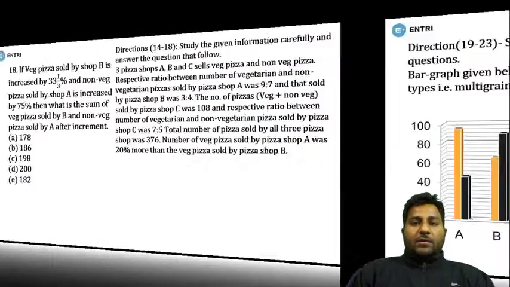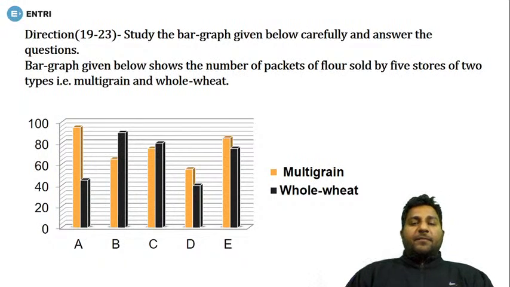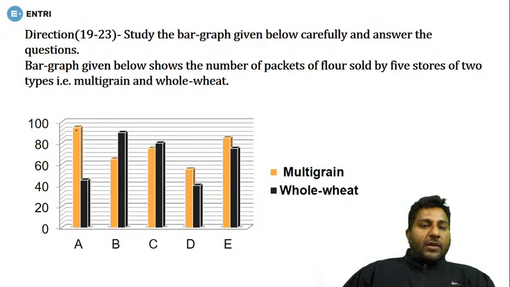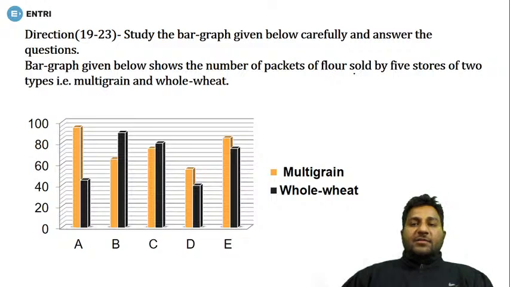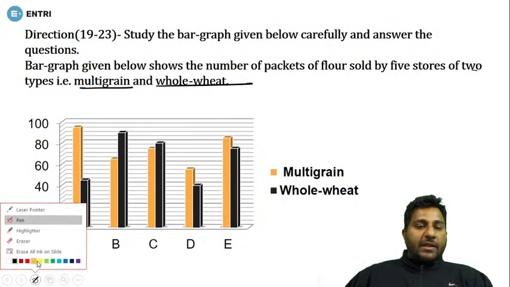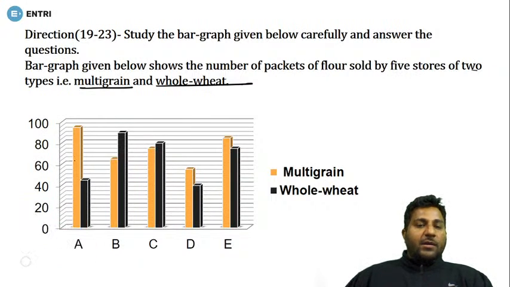Okay, let's move on to the next DI. Let me tell you the exact bar graph, because you might get confused. So let me give you the exact data. This is the bar graph given below, which shows the number of packets of flour sold by 5 stores of 2 types, multigrain and whole wheat. Let me give you the data.